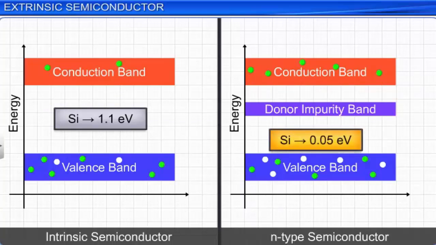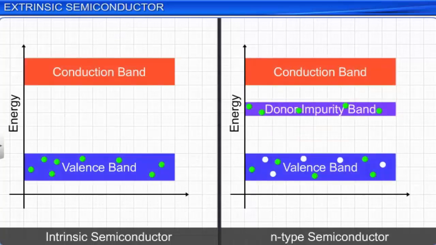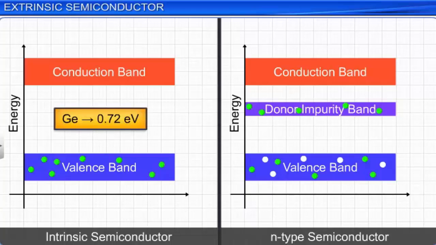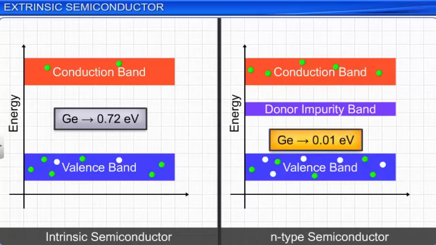Similarly, if the semiconductor crystal is made of germanium, the energy required for an electron to jump from valence band to conduction band is about 0.72 electron volt. If it is doped with a pentavalent impurity to a suitable level and converted to an N-type semiconductor, the energy required reduces to 0.01 electron volt approximately. Thus, electrical conductivity of an N-type semiconductor is much better than an intrinsic semiconductor.